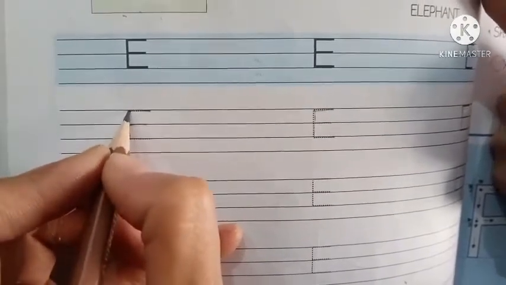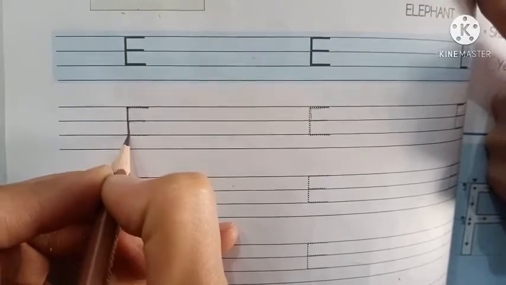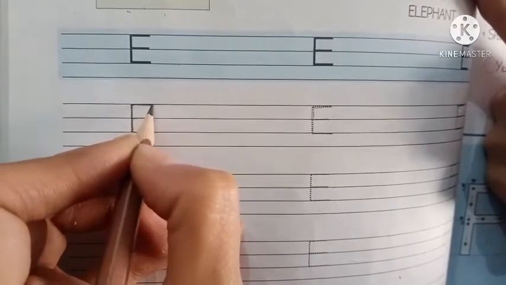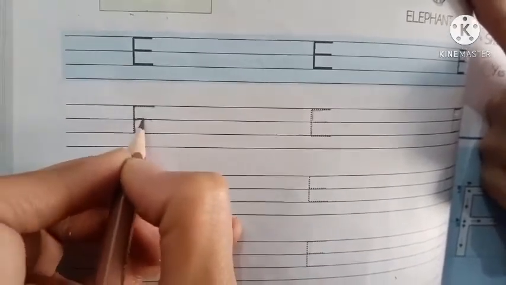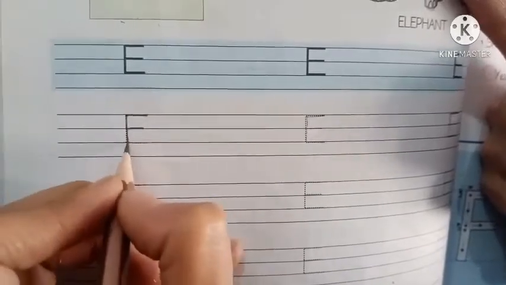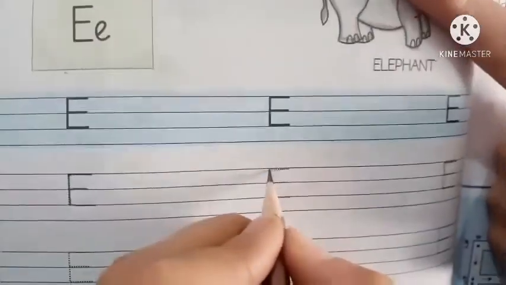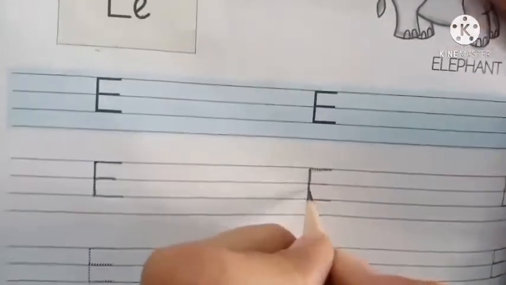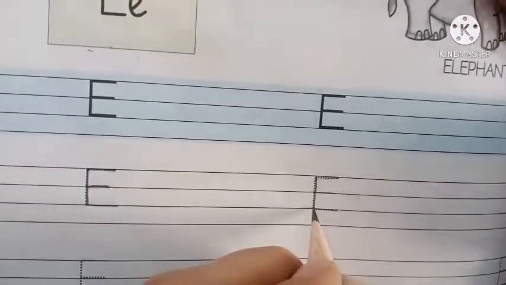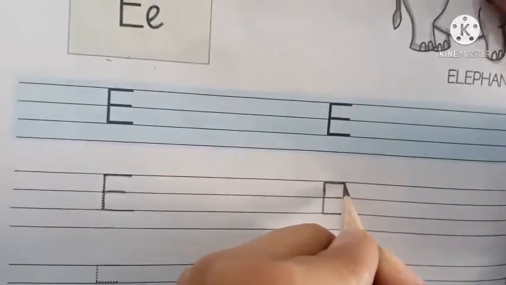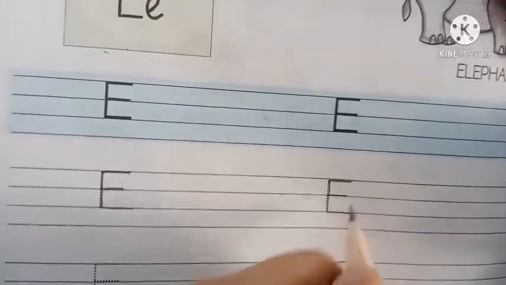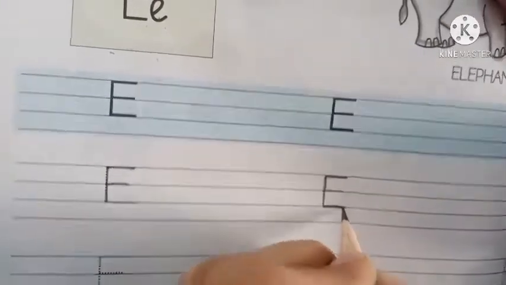Let's start. Draw a straight standing line, then a slipping line on the first line, then a slipping line on the second line, then again a slipping line on the third line. Again I will tell you the formation of letter E. Draw a straight standing line. Which letter? Then draw a slipping line on the first line, then a slipping line on the second line, then a slipping line on the third line.